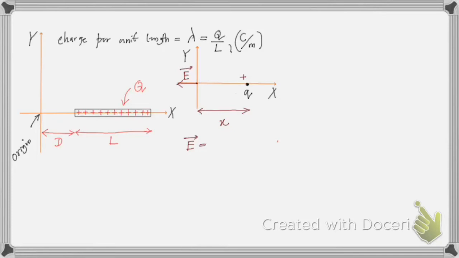E equals 1 over 4 pi epsilon naught, which is nothing but the electric constant K. Electric constant equals 1 over 4 pi epsilon naught, times Q, the charge of that charge particle, divided by x squared. And what is the direction? Direction is negative x direction. So i is the unit vector along the x direction. So if I put a minus sign here, now we have the direction and the magnitude of this electric field.